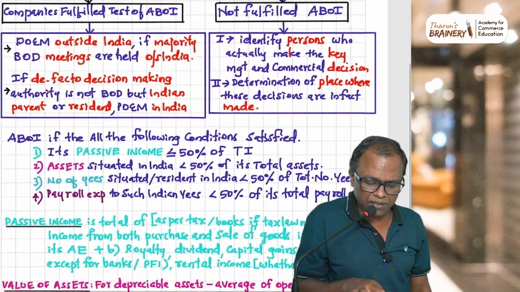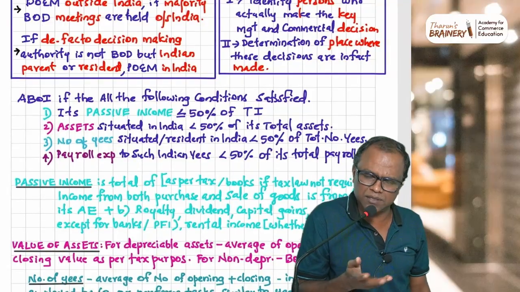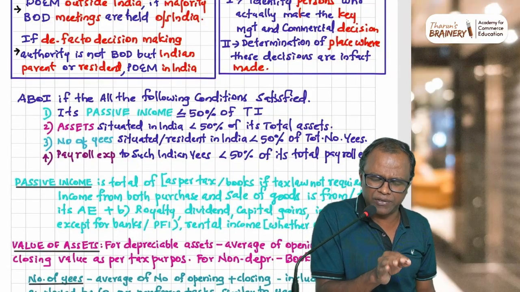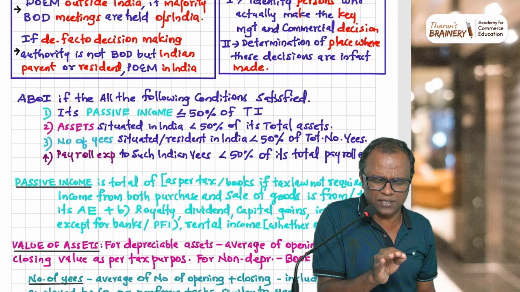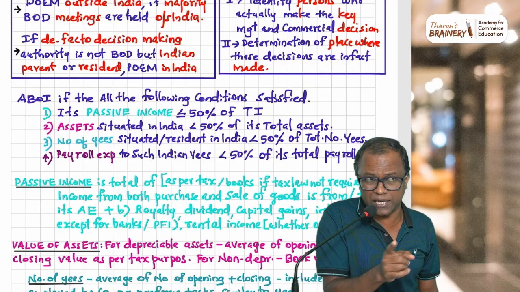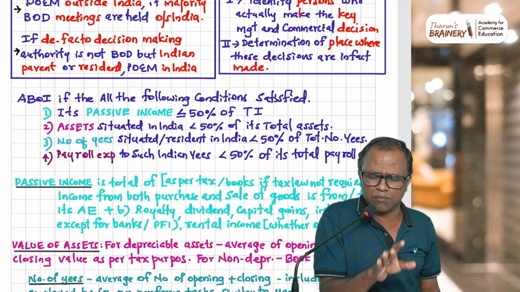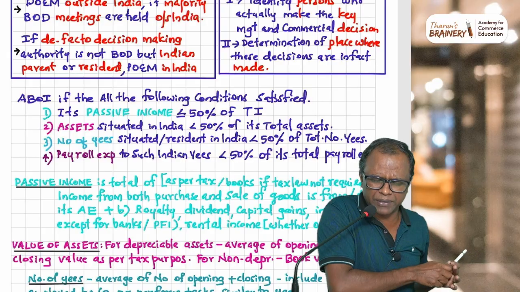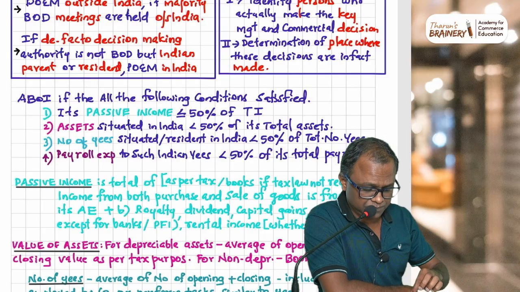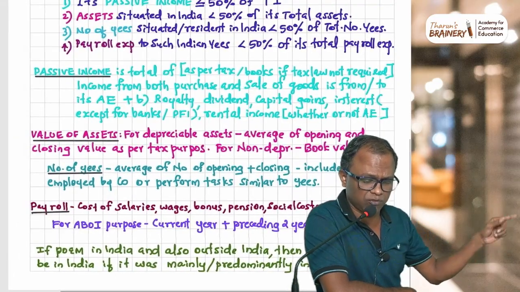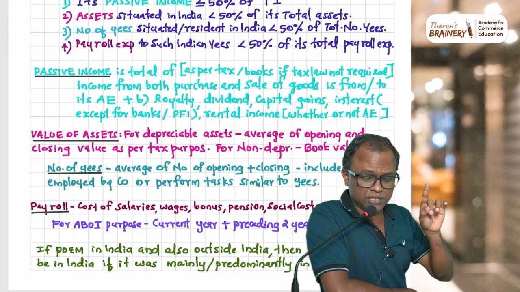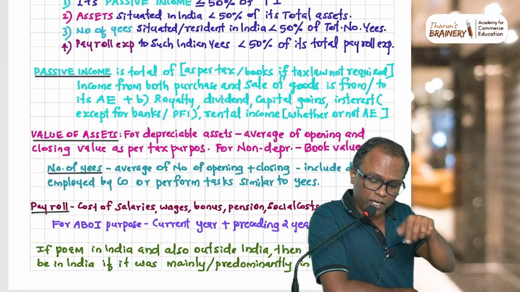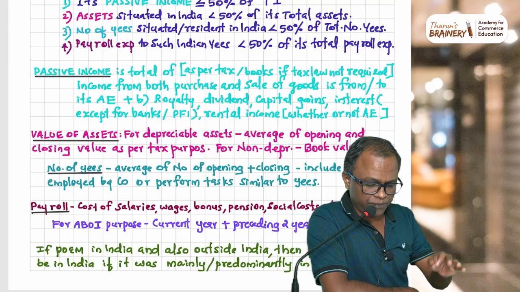Now passive income we discussed, and assets means whether movable or immovable, all types of assets will be considered. But if it is a depreciable asset, then we have to take the average of opening WDV and closing WDV as per the tax law. And if there is no tax law in that country, then we have to take the books of accounts, so WDV as per books of account, no average. Average we have to take only if the depreciated value is available as per the tax records. Value of asset for depreciable assets is the average of opening and closing value as per tax purpose. Suppose there is no tax law in that country, take the value as per books. For non-depreciable assets, definitely we will take the book value.